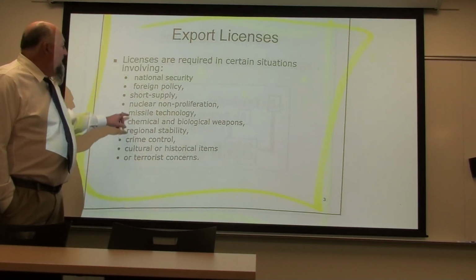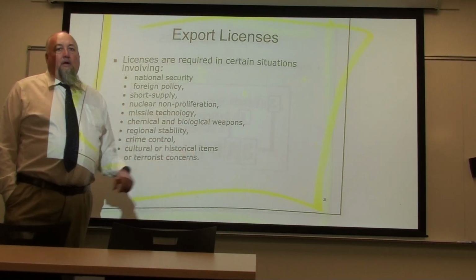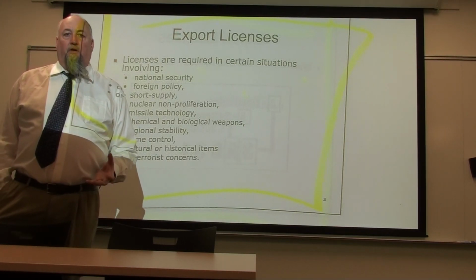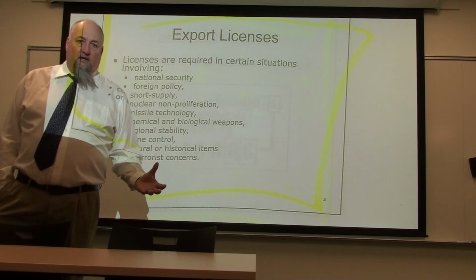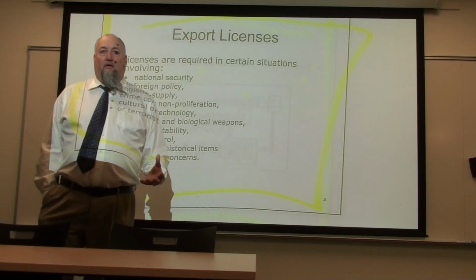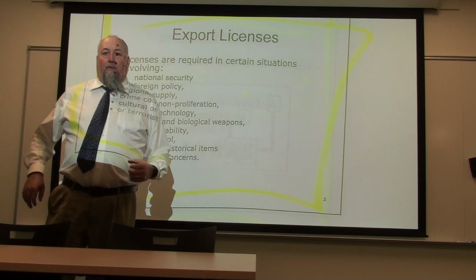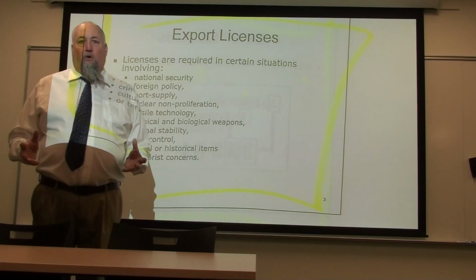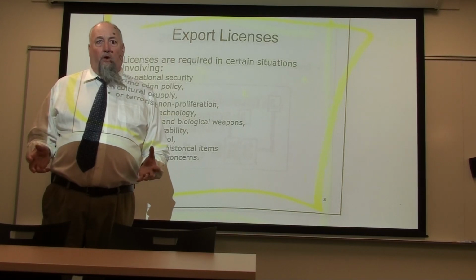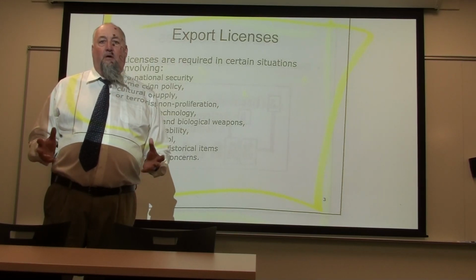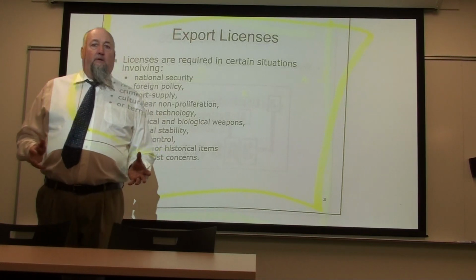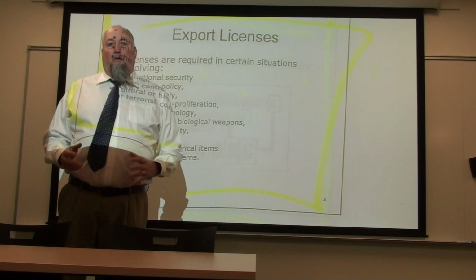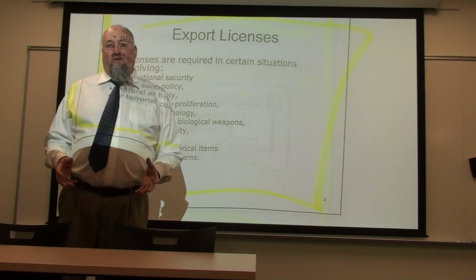Nuclear non-proliferation. This involves any type of product that has any radiological or nuclear components to it. Obviously, anything that's going to be used for atomic energy is highly regulated. But you might see this also in an area where you're trying to export, for example, medical equipment, X-ray machines, MRIs, and other types of medical equipment that is going to be used for medical purposes, but they do have radiological components to them.